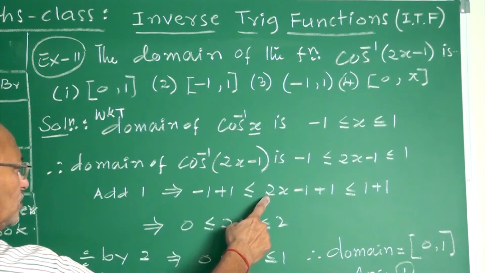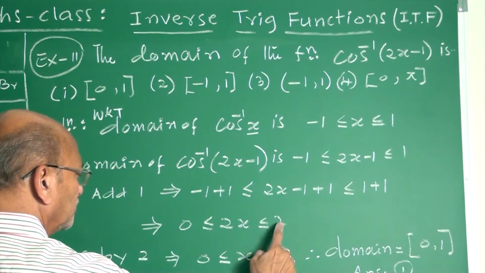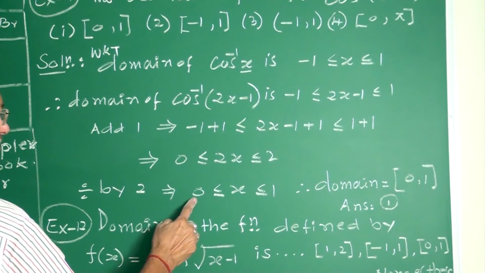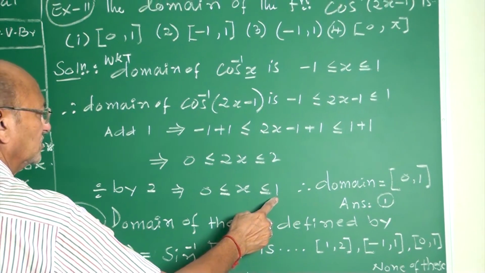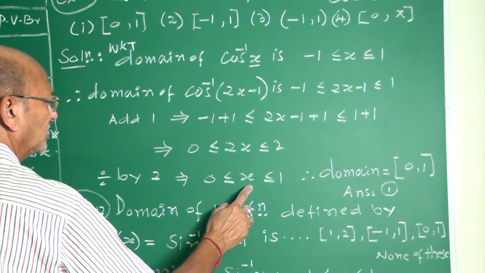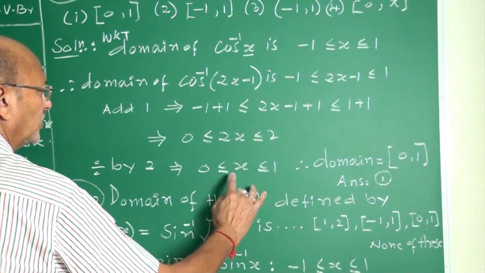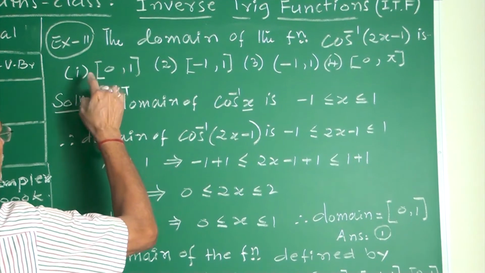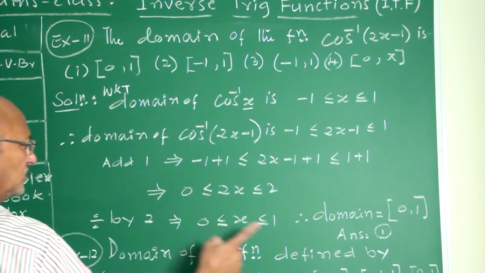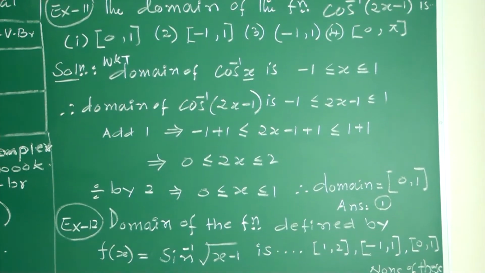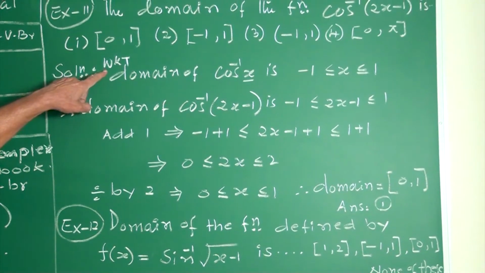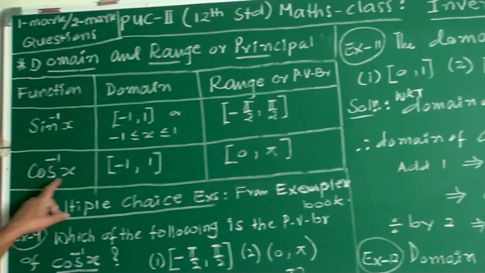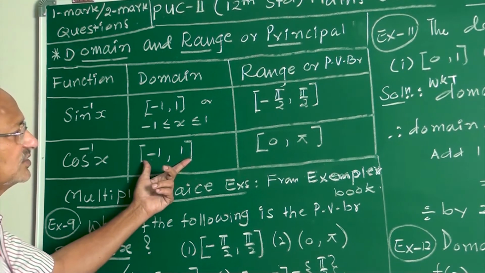Simplify: 0 less or equal to 2x less or equal to 2, since 1 plus 1 is 2. Then to get x, divide by 2: 0 by 2, 2x by 2, 2 by 2. Therefore, what is the domain? Domain is 0 to 1, equality is there, closed interval 0 to 1. Which option is that, my friends? First option is the answer. I hope the method is clear. We know the domain of cos inverse x: x lies between minus 1 and plus 1.